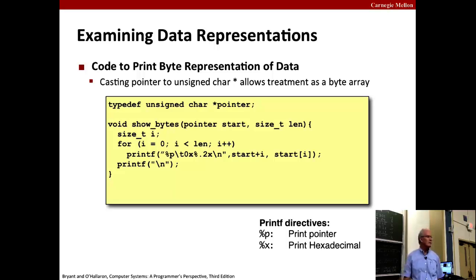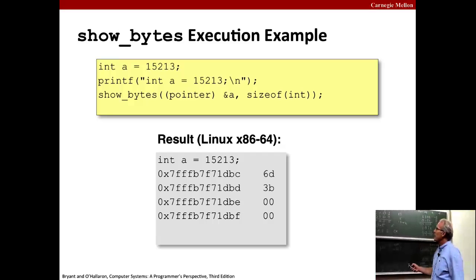A void star is just a way to pass around a generic pointer, but you can't actually reference that element. So what I'm basically doing is saying, treat my series of bytes as an array and print out each of the bytes in that array. And so here, A is a number, and I'm taking the address of that integer and casting it to be an unsigned char star. So a slightly generic pointer, but not quite as generic as a void star. And then printing it out.